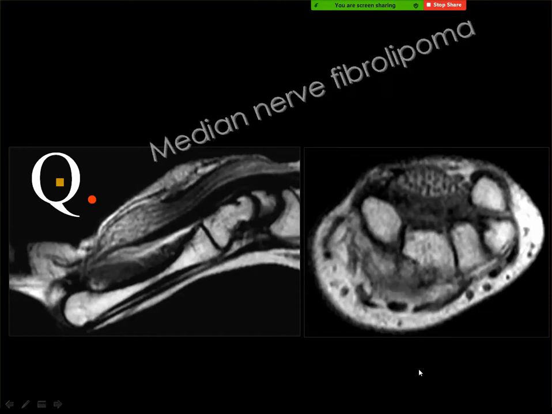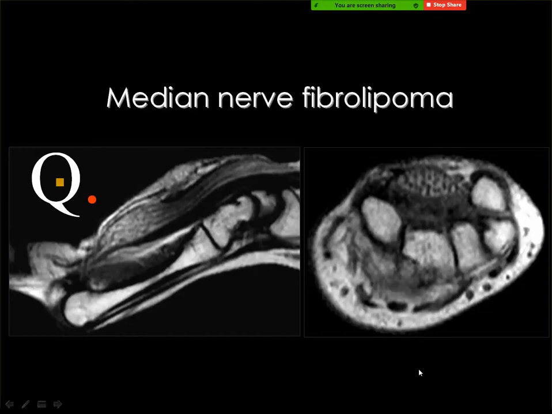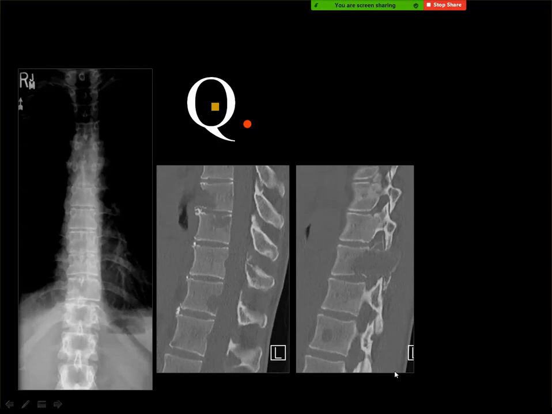This is the wrist joint, axial. Fibrolipoma of median nerve. Yes, hamartoma of median nerve. Hamartoma of the median nerve. The spaghetti sign is quite evident. And as I mentioned in the lecture, I thought that this is a very rare condition, but it's frequently seen in clinical practice.